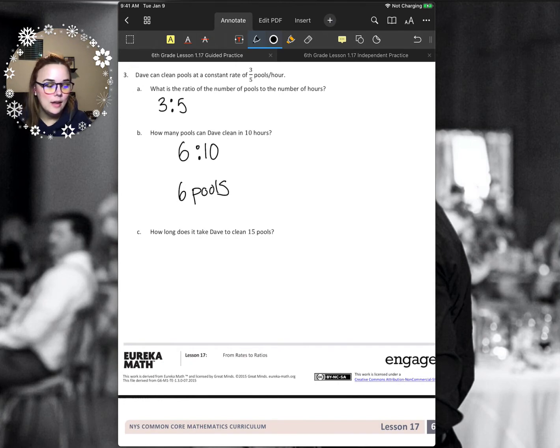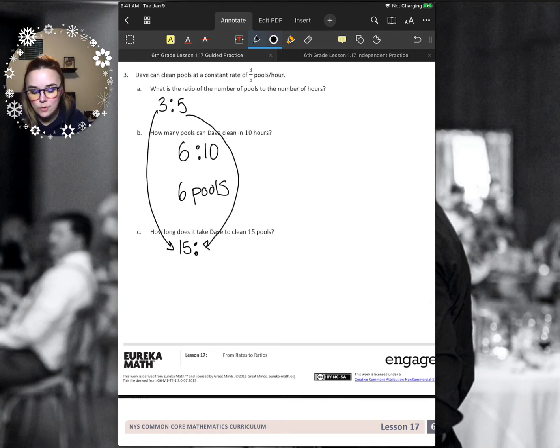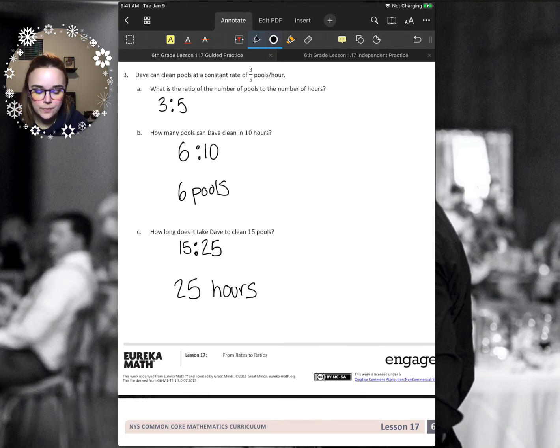And then if we want to see how long it takes for Dave to clean 15 pools, our ratio is going to change to 15 to something. To get from 3 to 15, we're multiplying times 5. So we're going to multiply 5 times 5 as well to get to our second part of our ratio. And 5 times 5 gives us 25. So that means to clean 15 pools, it takes Dave 25 hours.